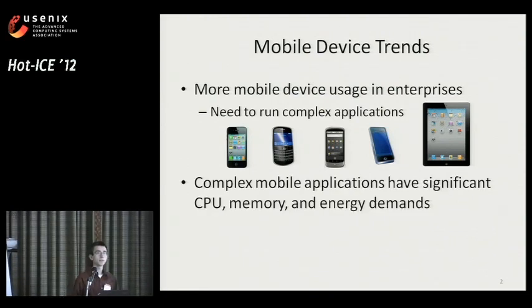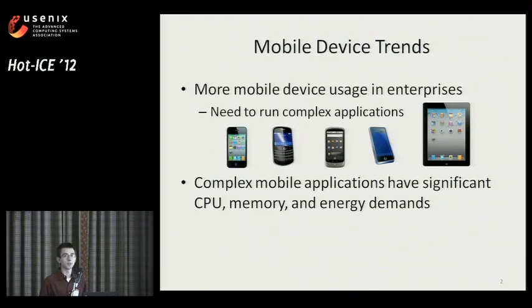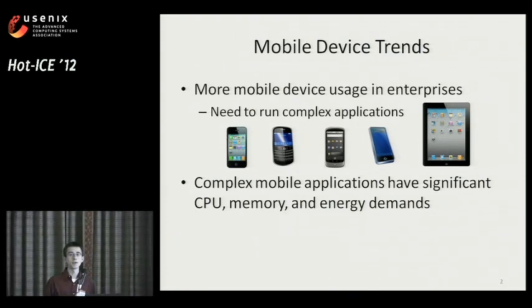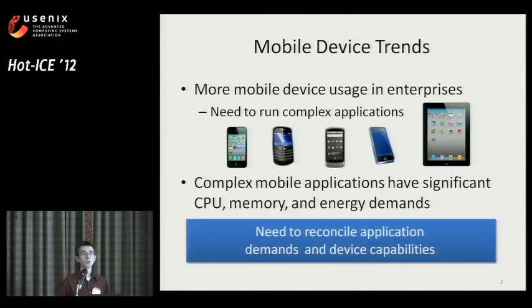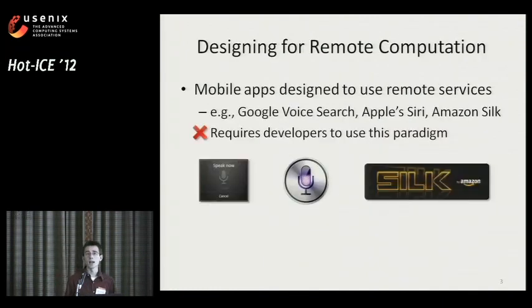The problem that we face is that these complex applications place significant resource demands on these mobile devices: CPU and memory, and more importantly, energy of these resource-constrained devices. And so we need some way that we can reconcile the application demands with the limited resources that we have available on these devices. One way that we could do this is to specifically design applications to leverage remote services.